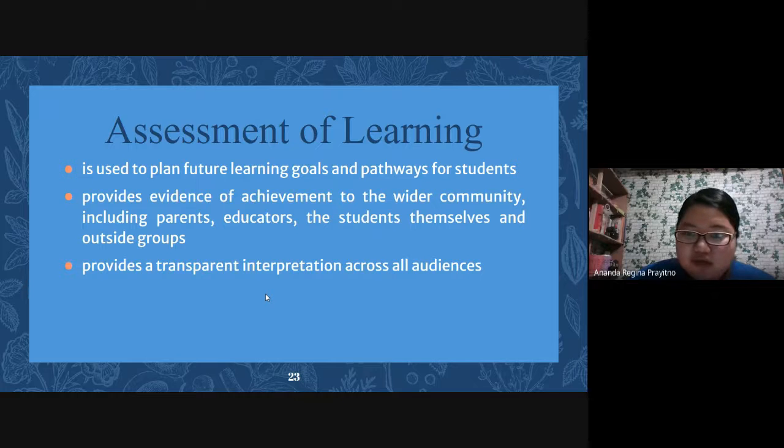So assessment of learning is the snapshot in time that lets the teacher, student, and their parents know how well each student has completed the learning tasks and activities. It provides information about student achievement. Next.